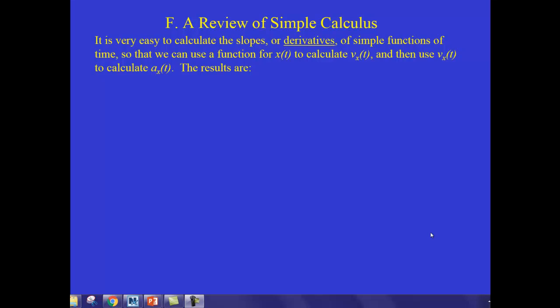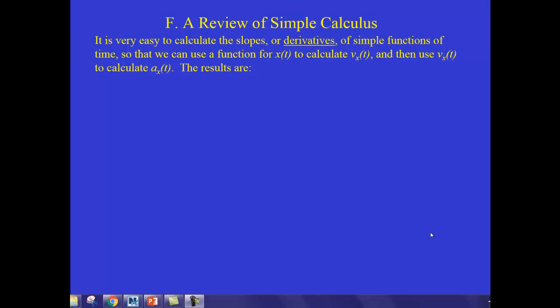Thus far, the kinematic equations that we've worked with in class are only for the situation where an object is moving in a single direction with a constant acceleration. But sometimes we might have situations where the acceleration is not constant. And so it's useful to have a mathematical method for handling situations like that.